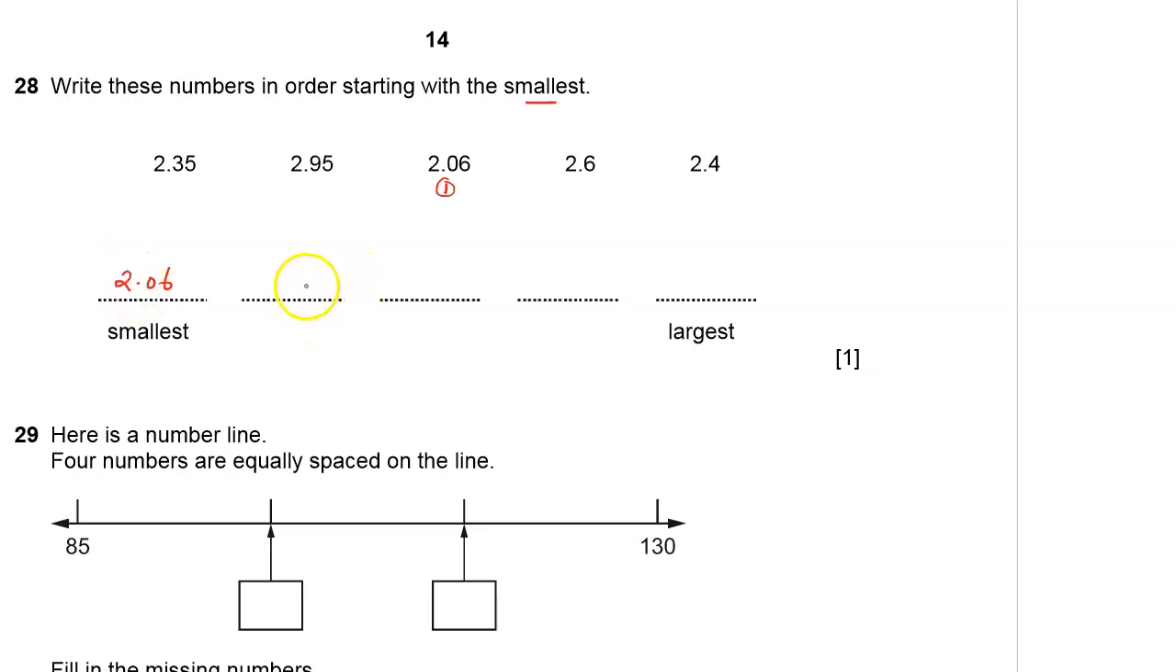followed by 2.35, followed by 2.40, this one here. So this is number 1, number 2, number 3, number 4, and lastly, the greatest is this number 5, so 2.6, and then 2.95. You are free to add a 0 here to make all the numbers have the same number of decimal places, but it's not a requirement.